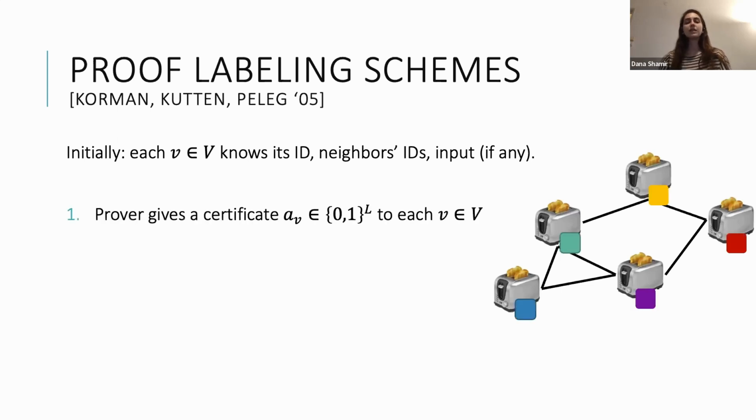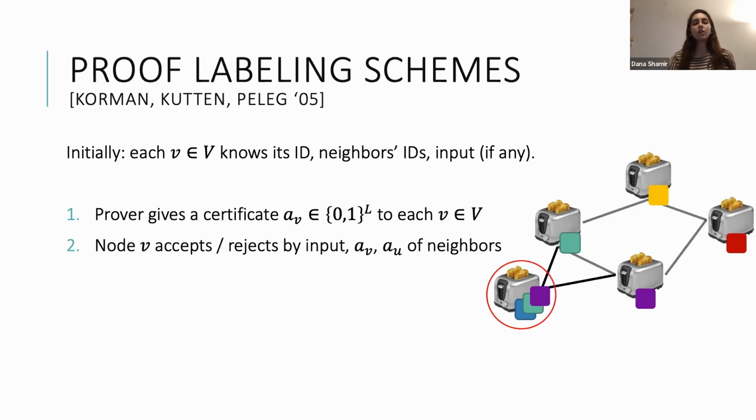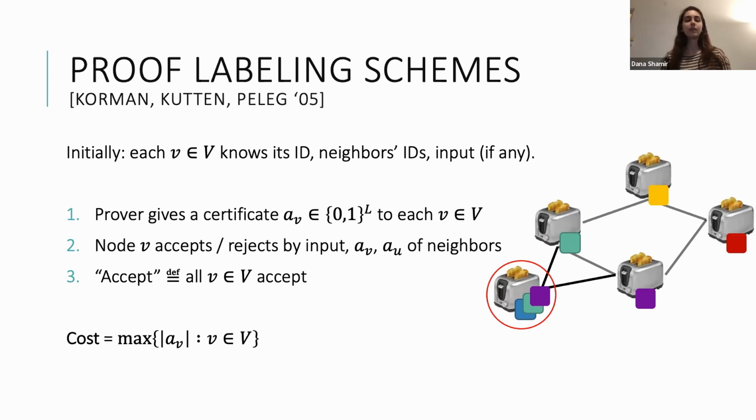And the prover gives a certificate to each node in the graph. And now each node can view its certificate, the certificates of its direct neighbors, and the input, and decide whether to accept or to reject. And we say the entire proof labeling scheme accepts if all the nodes of the graph accept. This means that it is enough for one node to see there is a problem, and if one node rejects, then the whole proof labeling scheme rejects.